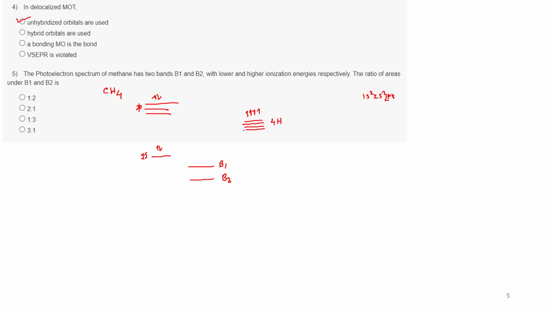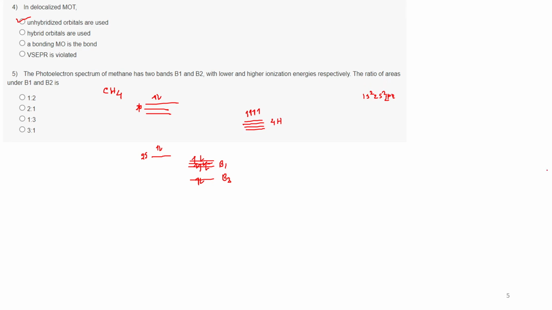One helps with 2s, and here B1 is actually degenerate. There are three orbitals there. I request you to look at the molecular orbital diagram that is presented by Professor Datta in the lecture, so that is why I mentioned it earlier. So you will see that in B1 there are 6 electrons and 2 electrons in B2. That is what they want to know, the ratio of areas under B1 and B2.